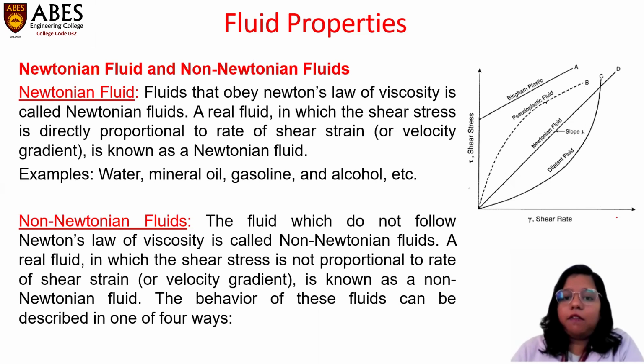A real fluid in which the shear stress is directly proportional to the rate of shear strain, or we can say the shear stress is directly proportional to the velocity gradient, is termed a Newtonian fluid. Examples are water, mineral oil, gasoline, and alcohol. Here a graph is also given of the Newtonian fluid, which follows Newton's law of viscosity.